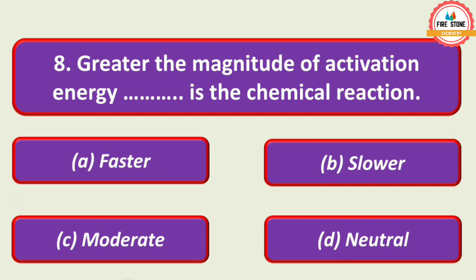Next question number 8. Greater the magnitude of activation energy dash dash is the chemical reaction. And the options are A faster, B slower, C moderate and D neutral. And the correct option is option number B, slower. So greater the magnitude of activation energy, slower the chemical reaction.